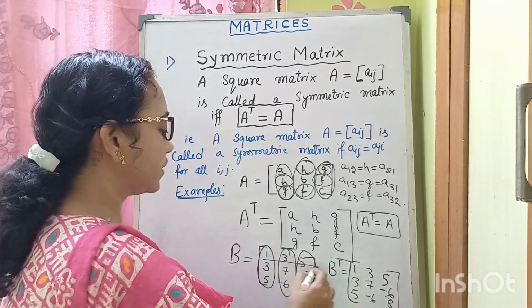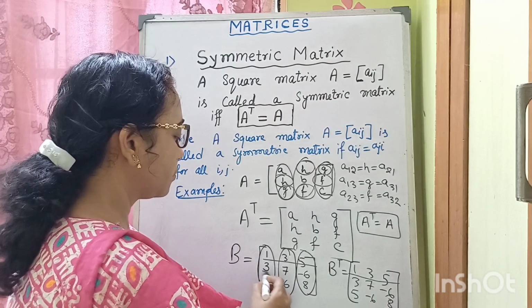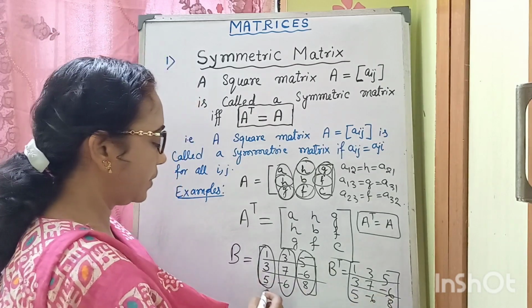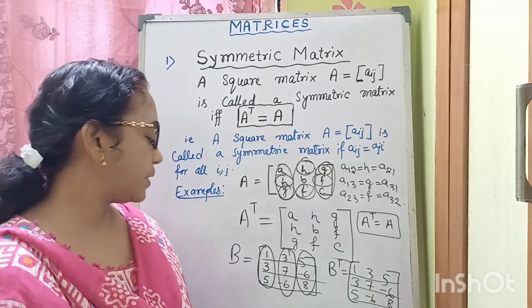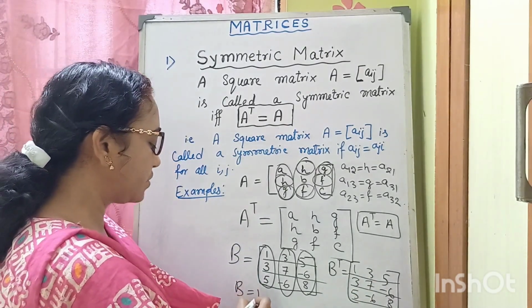The first row is 1, 3, 5, which is same as this one. 3, 7 minus 6, which is also same. And 5 minus 6, 8. So that means here we can say that B is equal to B transpose matrix.